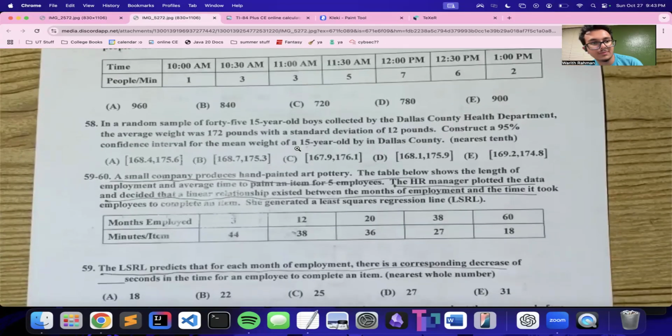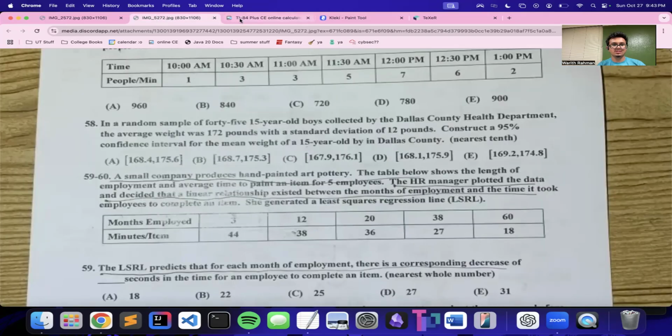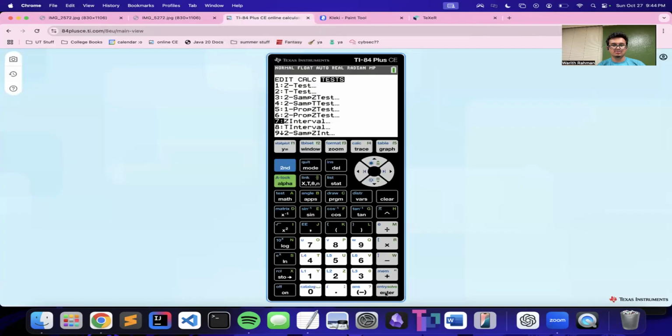Okay, 58. In a random sample of 45 15-year-old boys, the average weight was 172 with a standard deviation of 12. Find a 95% confidence interval. The idea for this is that we have these different tests in our calculator. We use this step on right here. This is going to be a Z interval. That Z interval should be, I believe.